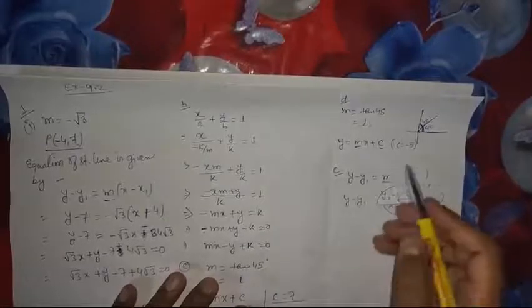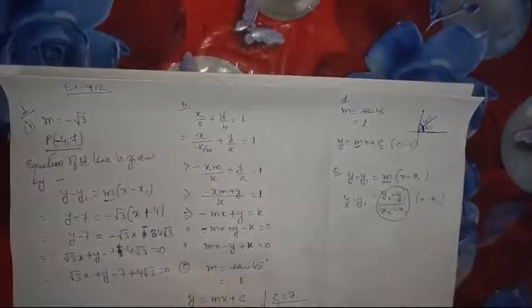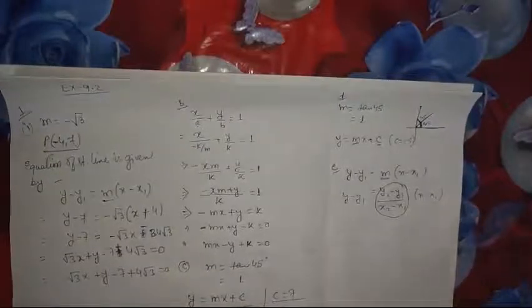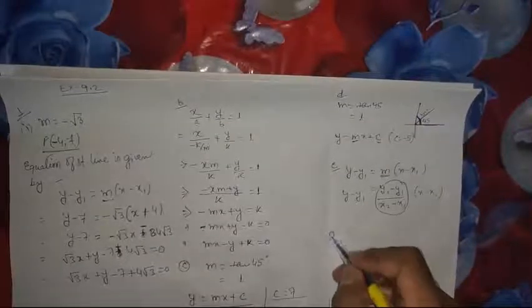Just put the values of the 2 given points. From those 2 coordinates, find the values of x1, y1, x2, y2 and put them here, and you get the answer. Okay, so I guess this part is clear to you. Now see question number 2.